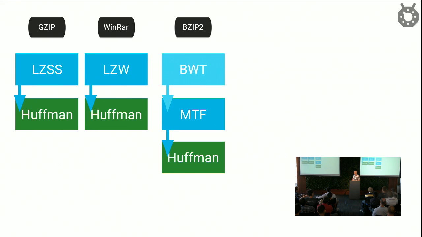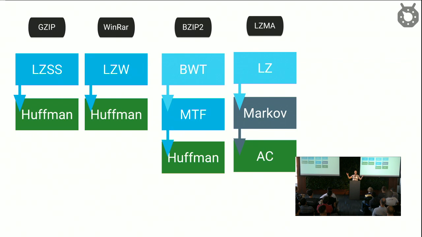BZIP2 actually does Burrows-Wheeler transform, throws that at a move-to-front algorithm, which is another contextual transform that actually works really well with BWT. So there's two transforms there before throwing it at Huffman. In fact, sorry, this is inaccurate. BZIP with no number actually uses Huffman. BZIP2 switched over to arithmetic compression once the patent expired on it a couple years ago.